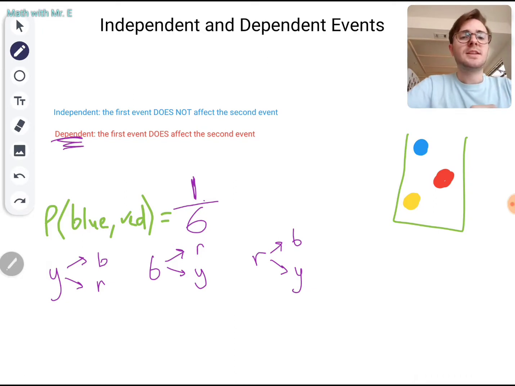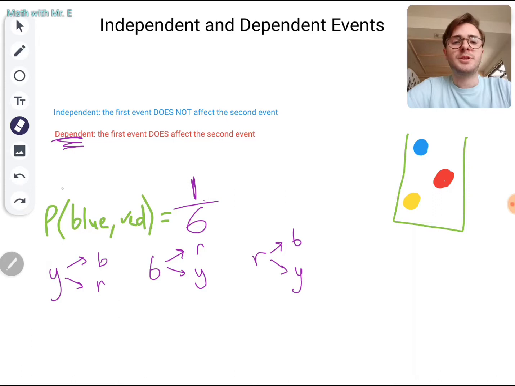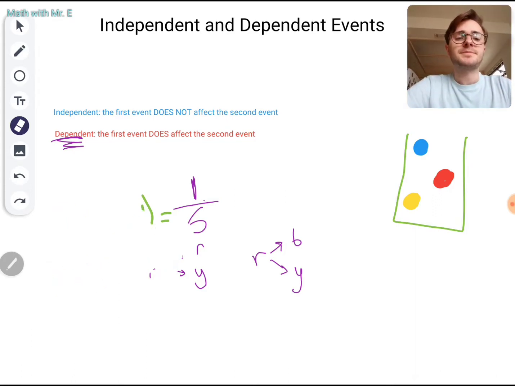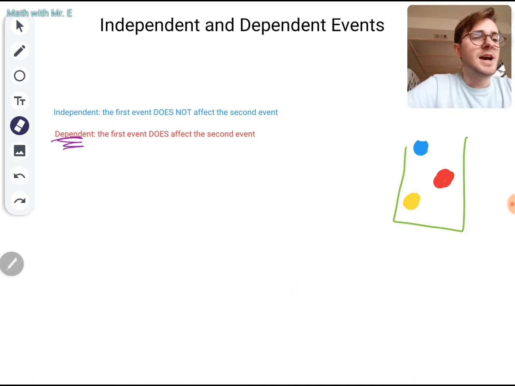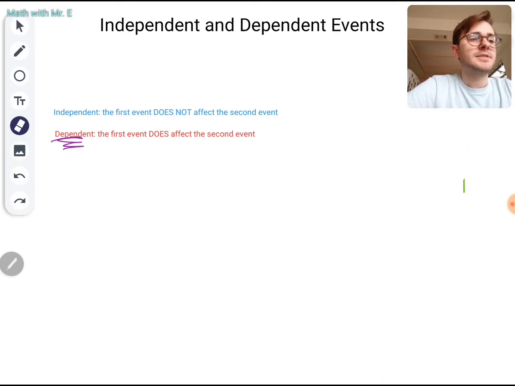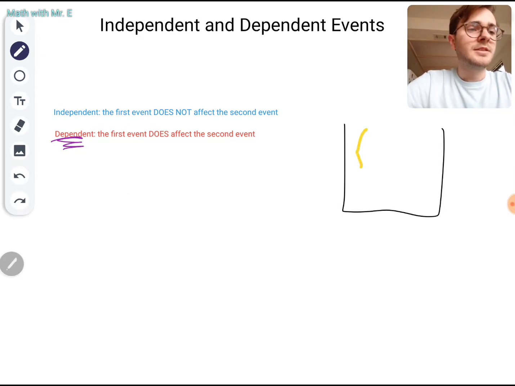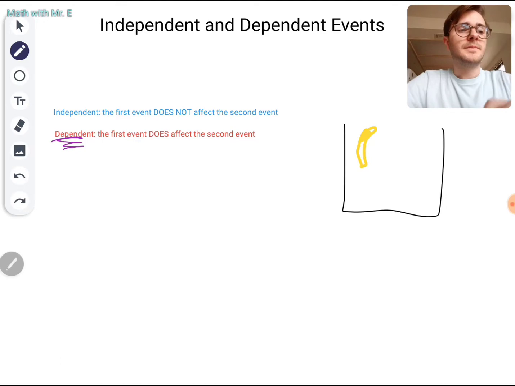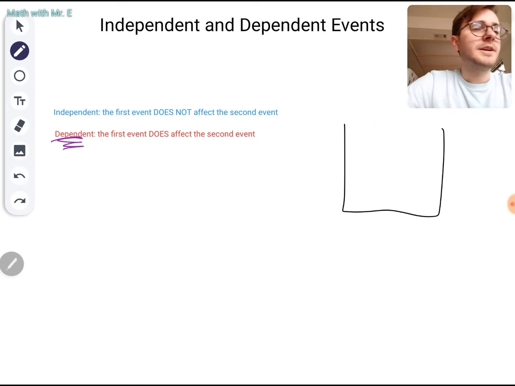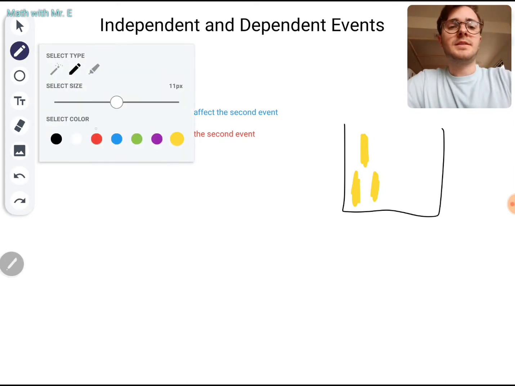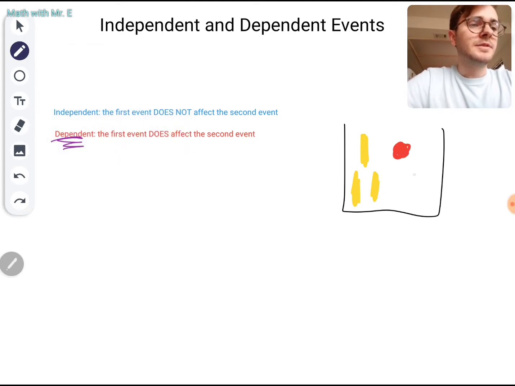So hopefully this helps you see the difference between independent and dependent events. Let's do one more practice problem with this, just to make sure we're really getting it. Okay, so we've got Ben, and he's got 3 bananas and 2 apples in a bag. Well, we're just going to use blobs. Banana, banana, banana, and apple, apple.